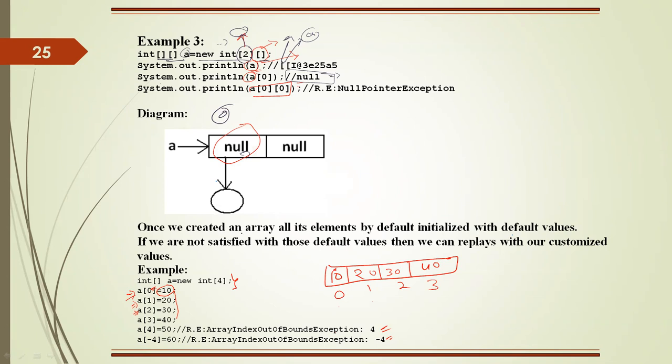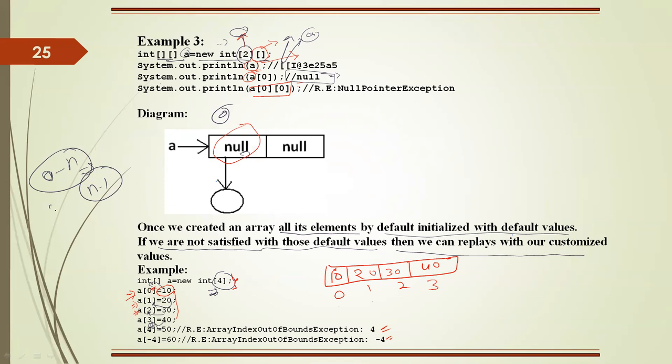Once we create an array, all its elements are by default initialized with the default value. If we are not satisfied with those default values, then we can replace them with our customized values. So we declare the array, and directly you can initialize the 0th position, 1st position, 2nd position, 3rd position, 4th position. The index range in the array is 0 to n minus 1.